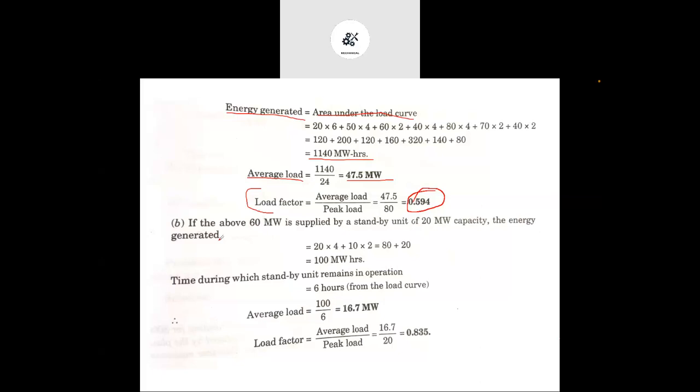So that will be your load factor for this particular power plant. That is 0.594. Okay. The next point we have to find out is: if the above 60 megawatt is supplied by the standby unit of 20 megawatt capacity, then the energy generated. Now what they are saying, the 60 megawatt is the base load power plant. Okay, it is produced by the base load power plant, and the remaining 20 megawatt that will be required during the peak load is generated by the standby, or we can say the peak load power plant.